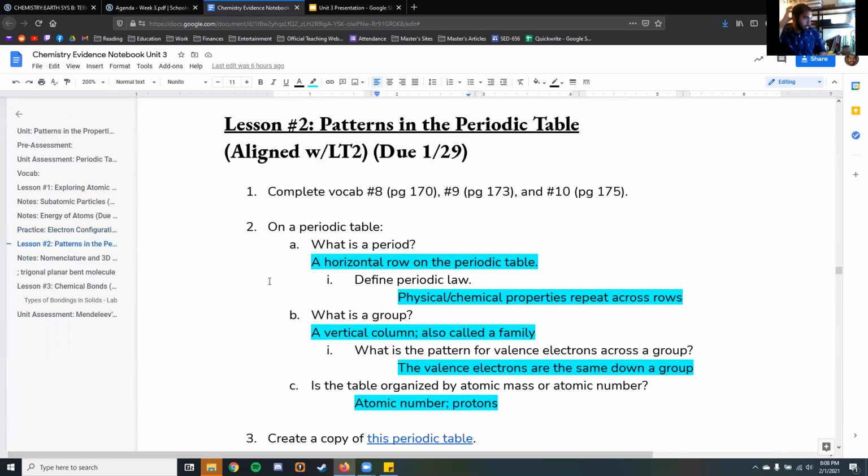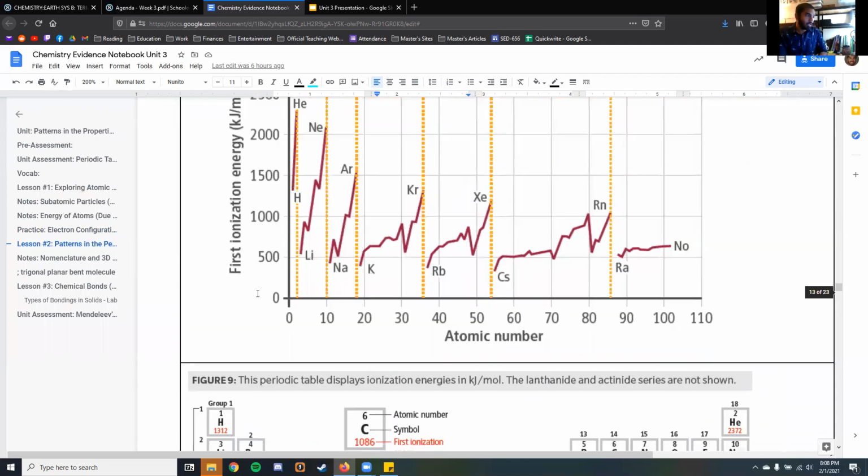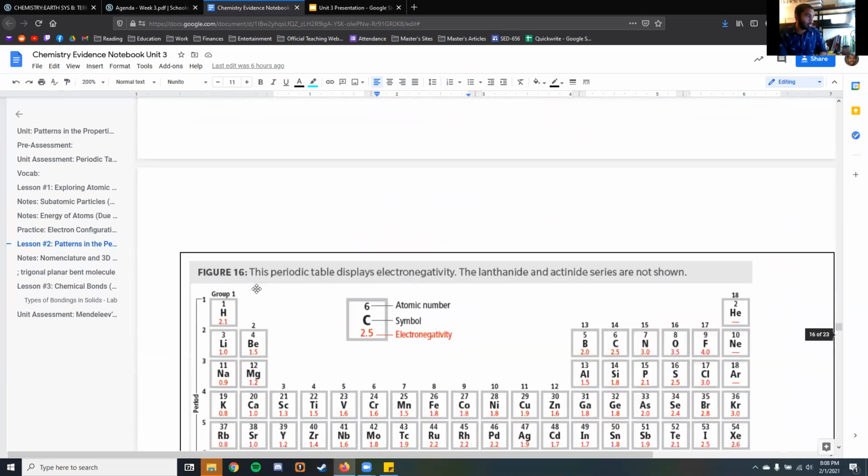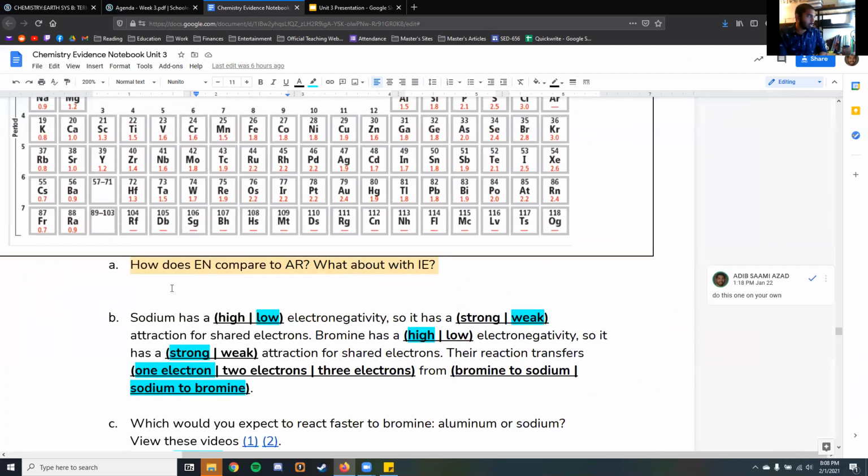Now, lesson 2, briefly going over this, you want to have everything we did in class. So that's all the blue stuff filled in. There may be 2 questions that we did not do together in class, way down here, as to how does electronegativity compare to atomic radius?